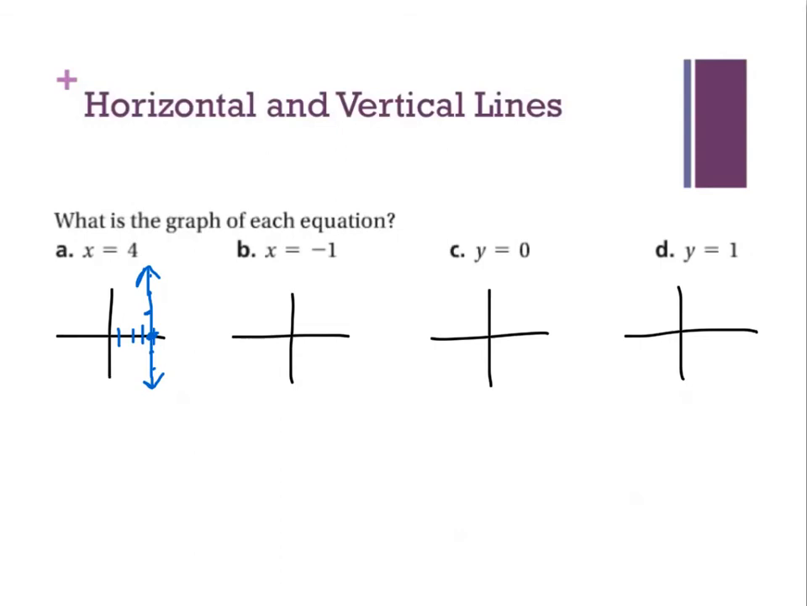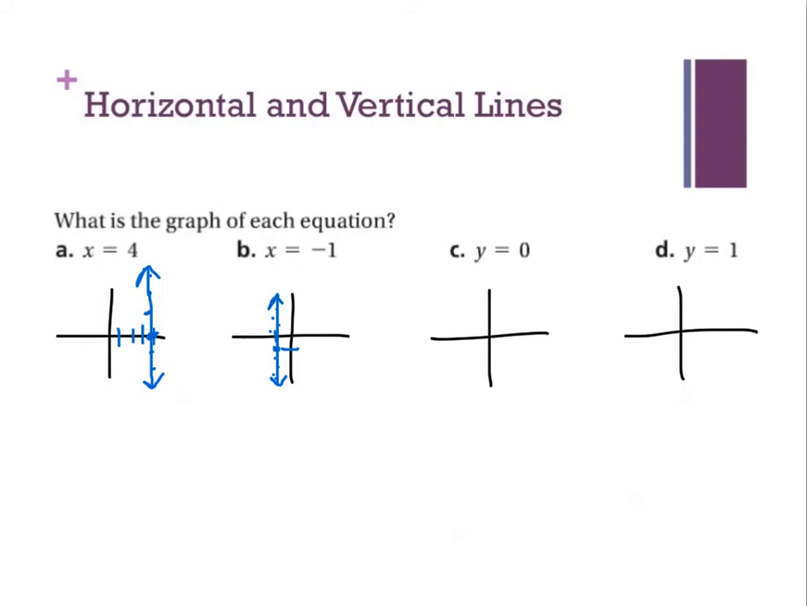How about x equals -1? Well, -1 is here for y, but it's here for x. It's a vertical line, not a horizontal. So yeah, we could have a point where y is -1 as well, but the idea here is it doesn't really matter what y is, x is always -1.